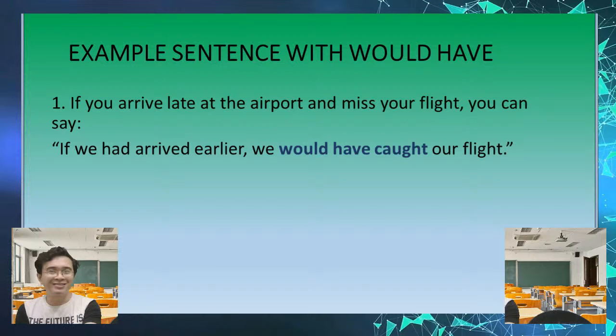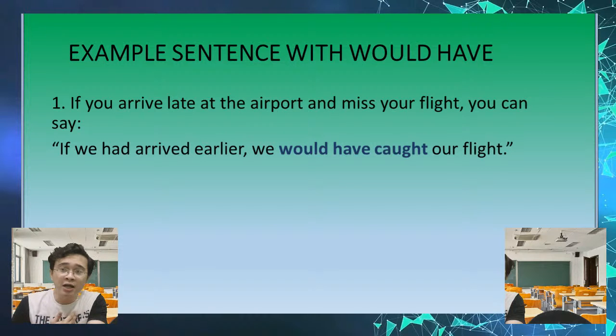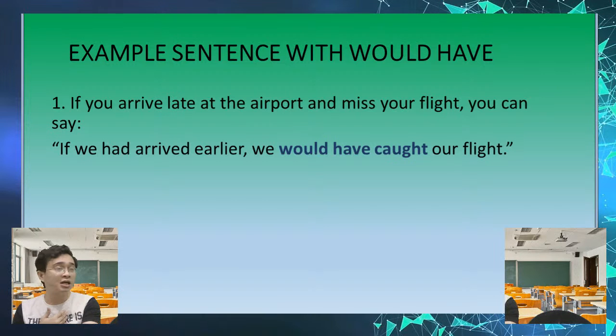Example sentence we have for number 1. If you arrive late at the airport and miss your flight, you can say, if we had arrived earlier, we would have caught our flight. Okay, so this person was imagining a past situation: what if we had arrived earlier, then maybe it's possible for us to catch our flight. But it was impossible because they were just imagining and they could not really correct what happened in the past. So we can say, if we had arrived earlier, we would have caught our flight.